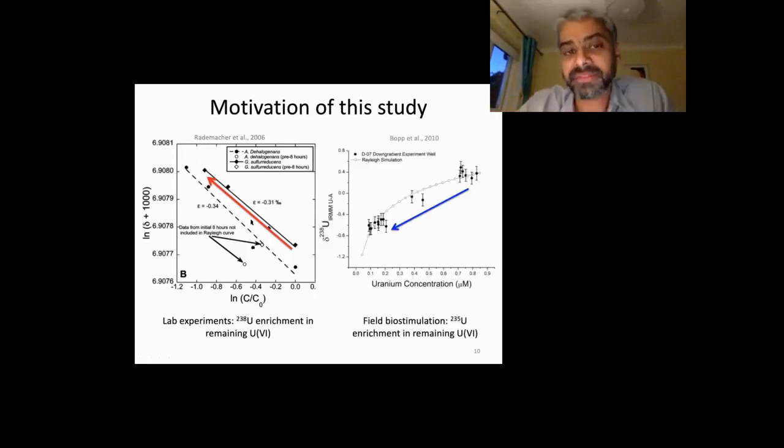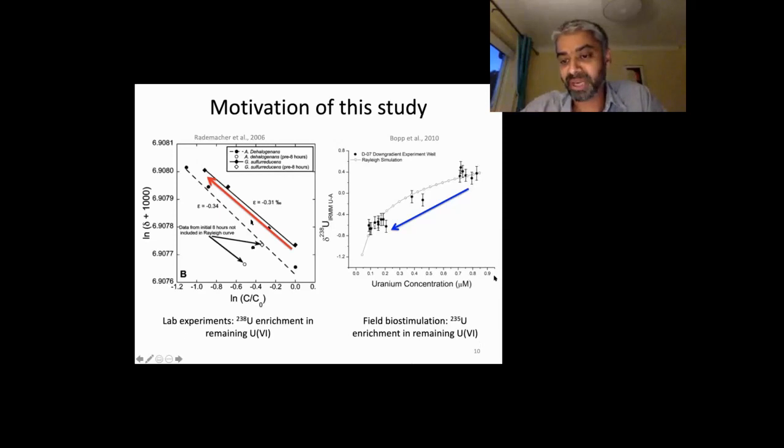A few years later, this is the first biostimulation experiment at the Rifle site where they injected acetate and did biostimulation and measured the isotope ratios in groundwater samples immediately after acetate injection. What they found was, as the uranium concentration went down, delta 238 values decreased and went to more negative values. So this is what nuclear volume effect actually predicts: in the remaining reactant, enrichment of the lighter isotopes, 235 uranium, because the heavier isotopes are going to the reaction product.